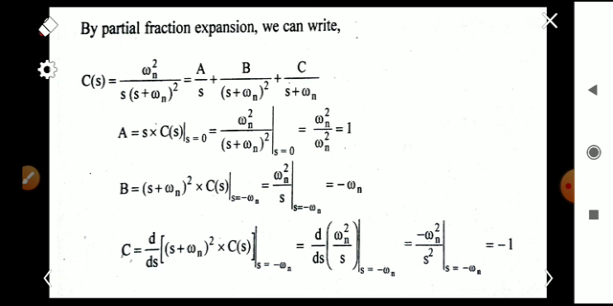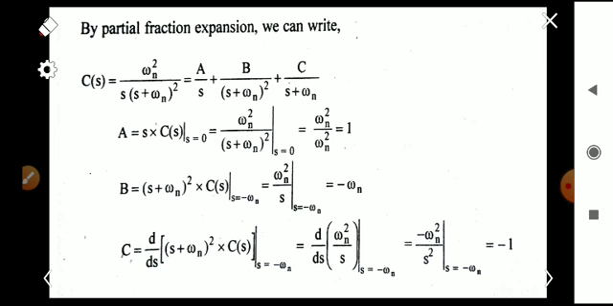And we know that omega n square is constant, and the derivative of 1 by s is minus 1 by s square. So it becomes minus omega n square by s square, and we have to substitute the same value of s, that is s is equal to minus omega n. So s square will become omega n square, that is minus omega n into minus omega n becomes omega n square, and we will get c as minus 1.